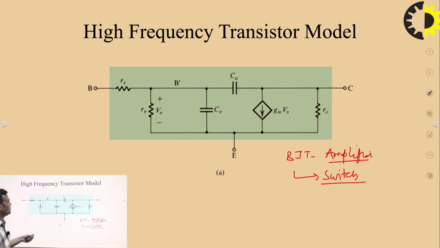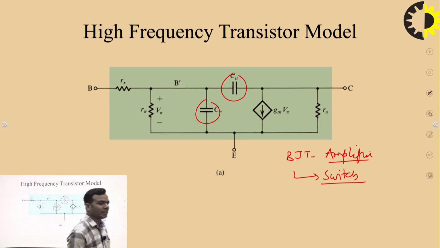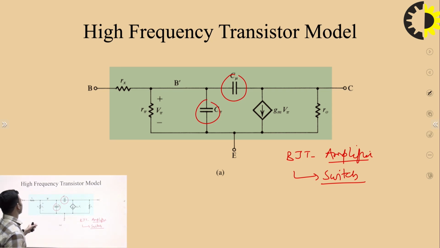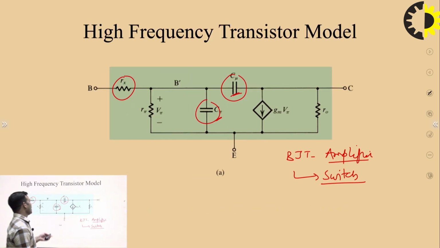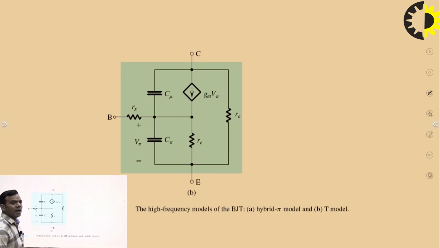As we can see, this is the high frequency model of the transistor. In the low frequency transistor model, these capacitors are ineffective, meaning their effect is negligible at very low frequencies. So at low frequencies, this model will simply consist of R pi, GM V pi and R naught. But at high frequency, Rx, C mu and C pi are the three more parameters that come into existence. This is the high frequency R pi model, and this is the high frequency T model.